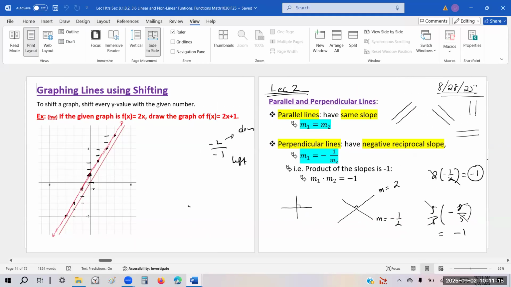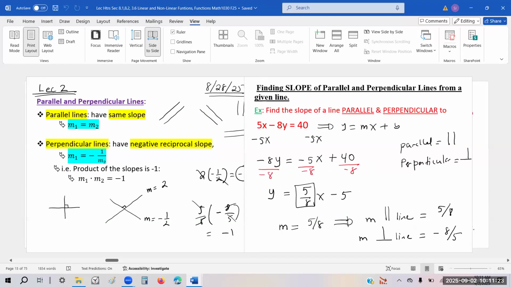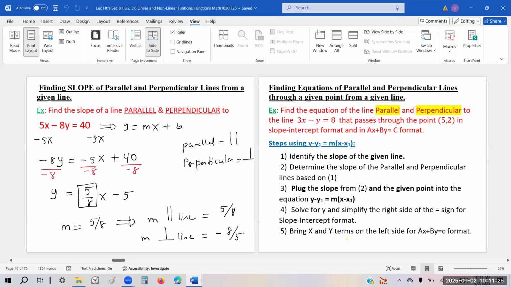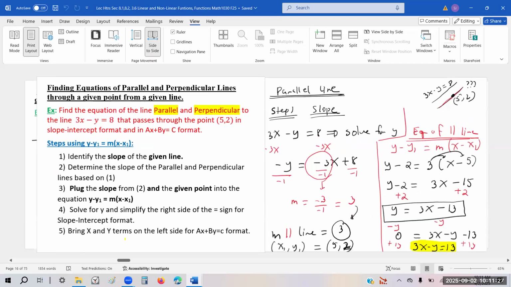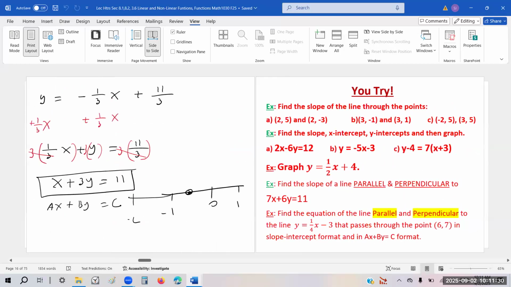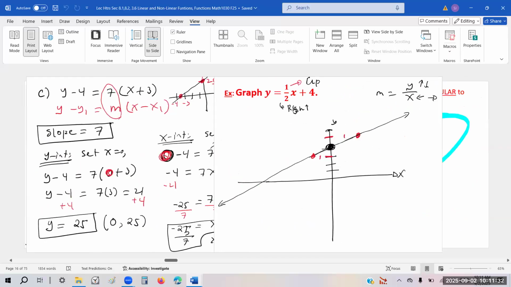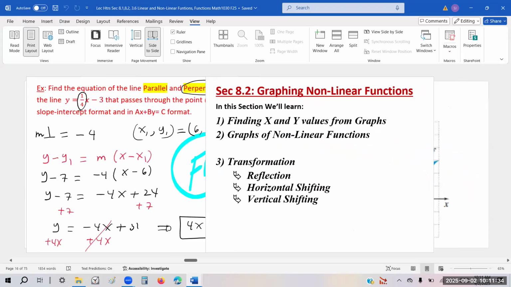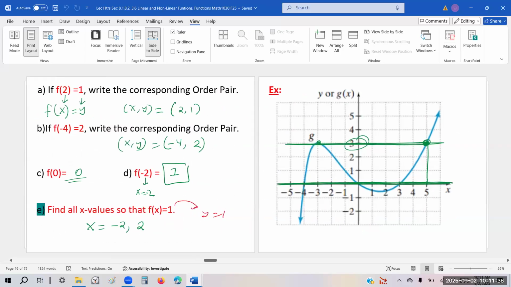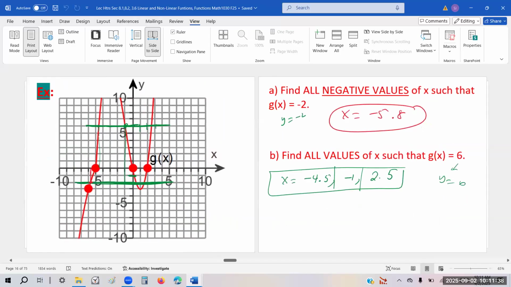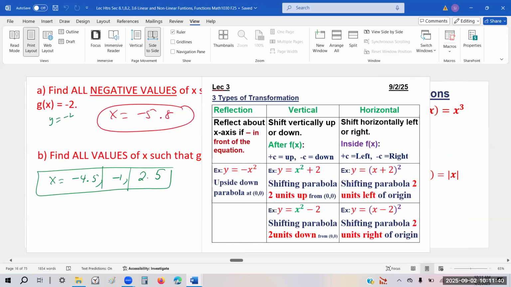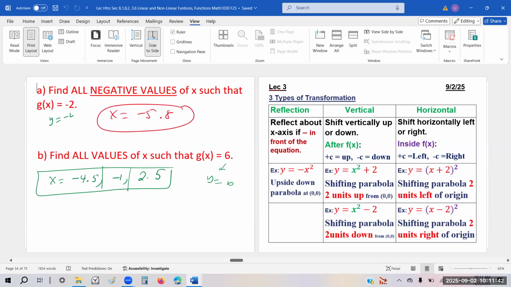Parallel lines have same slope. Perpendicular lines have completely opposite, meaning opposite sign, and reciprocal fraction. Then we found the equation of the parallel line or the perpendicular line. And I think that's all, right? No, and then we did graphing, finding x and y. And then now we are going to do transformation.